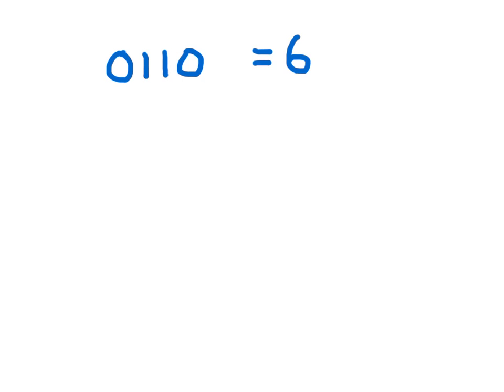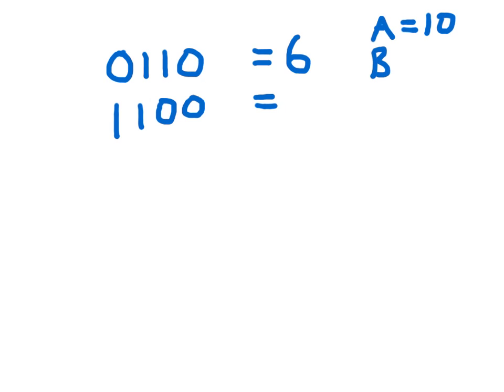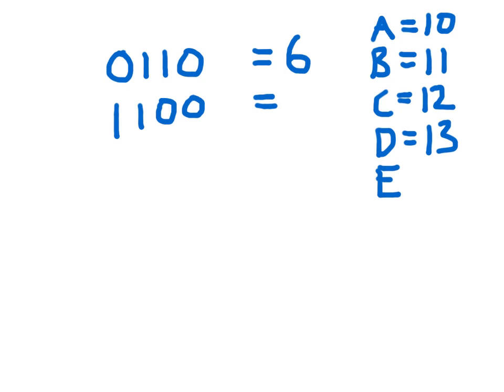It's just 6. If it's more than 10, then what you have to do is realize how many more than 10 it is, and then you just have to remember the table. A is 10, B is 11, C is 12, D is 13, E is 14, and F is 15.